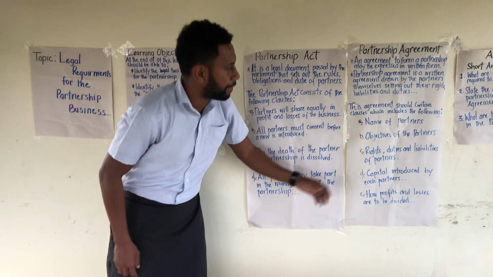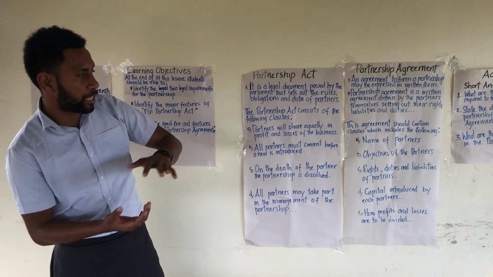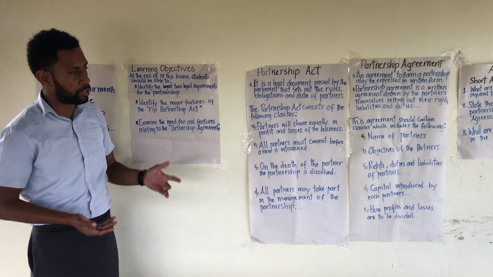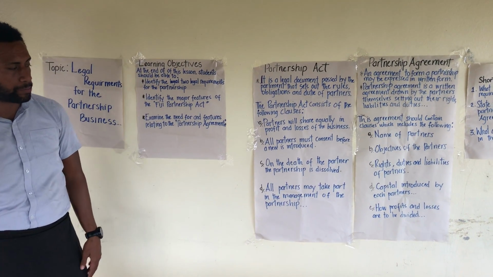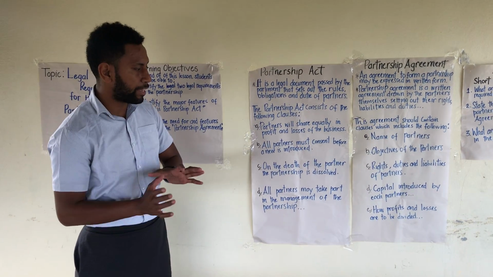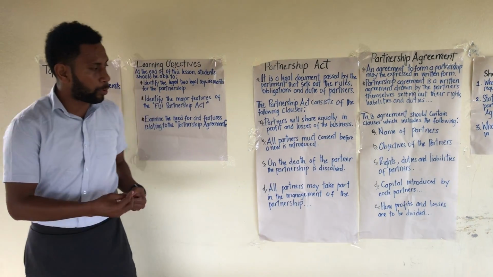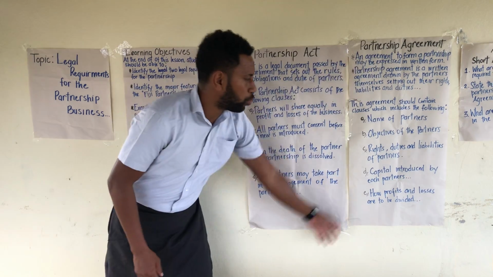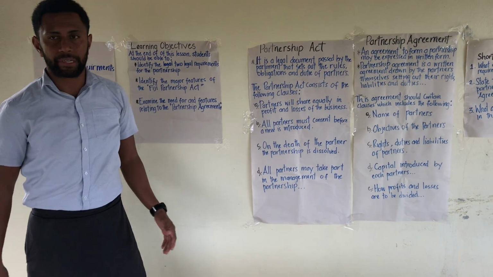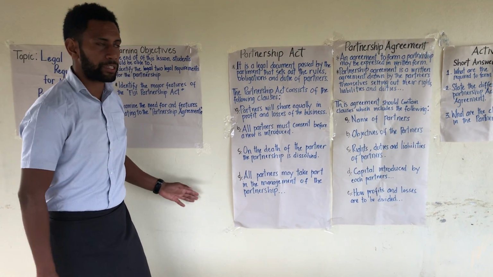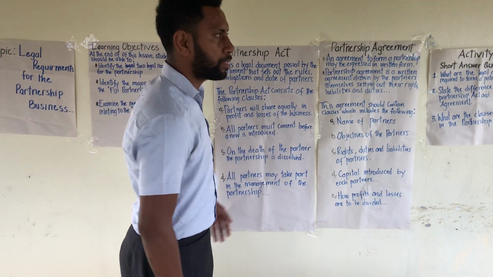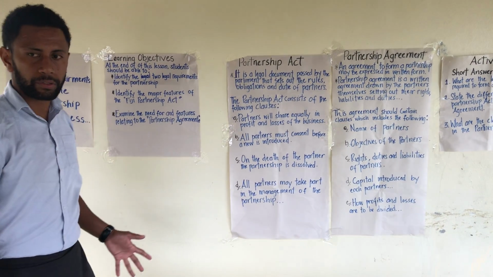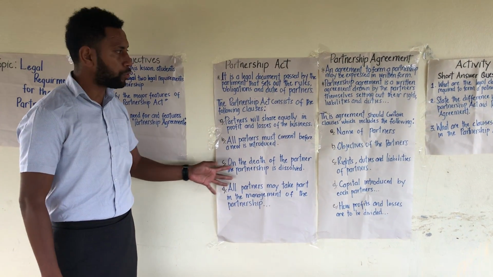The first one is the names of the partners, objectives of the partners, rights, duties and liabilities of the partners, the capital introduced by each partner, and how profit and losses are to be divided. So this is what will be included in the partnership agreement. Any questions on the two legal requirements? No?